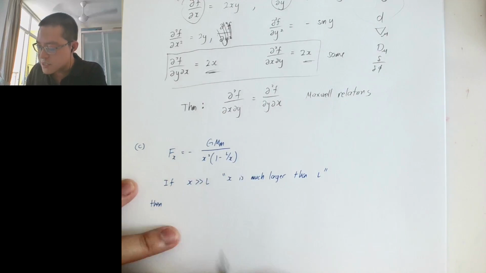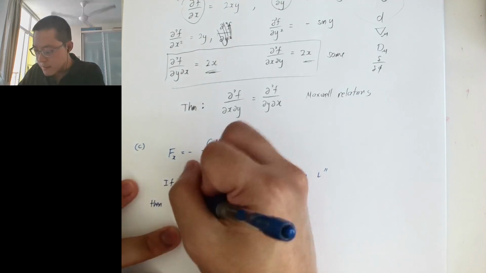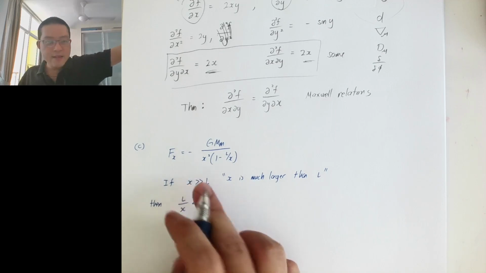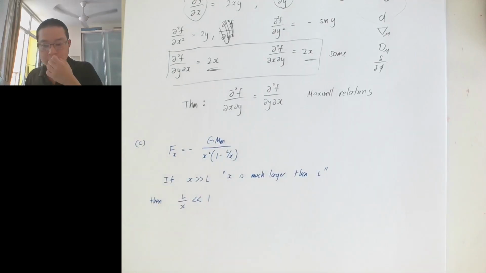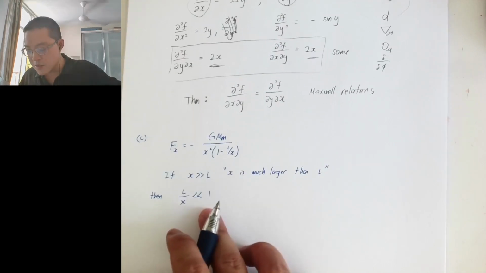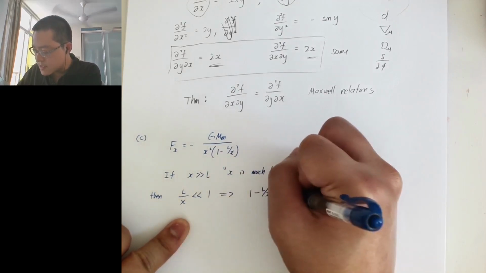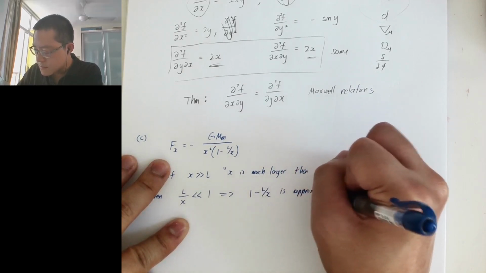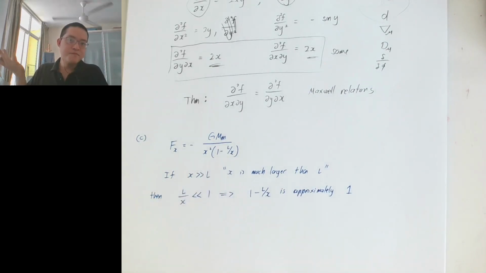Then if X is much larger than L, what happens to L over X? So I have a number divided by a huge number. If L is a small number and X is a very large number, then L divided by X is a very small number, much smaller compared to 1. Do you agree? So 1 minus L over X is negligible, approximately 1. Okay, so 1 minus a small number is still pretty close to 1.